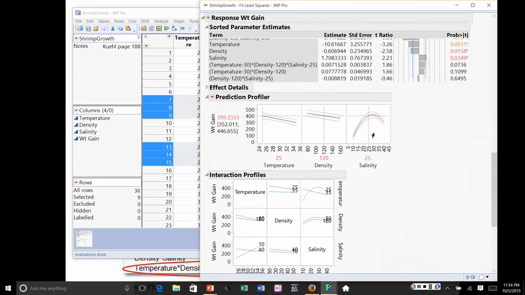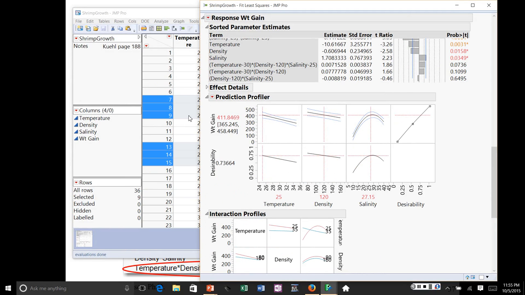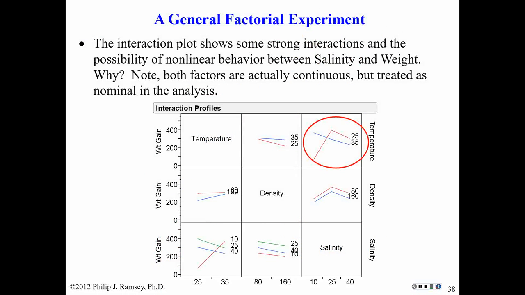So if we wanted to maximize weight gain, which you probably would in shrimp farming, basically we'd have to consider what temperature to use, because that's going to affect salinity, and what shrimp density. And later on we're going to use what's called desirability to figure out the optimum settings. So I'm going to go ahead and maximize, and here's what it says. Use low temperature, low density, and run at high salinity. And I've actually been told by people who know something about shrimp farming that those results make a lot of sense.